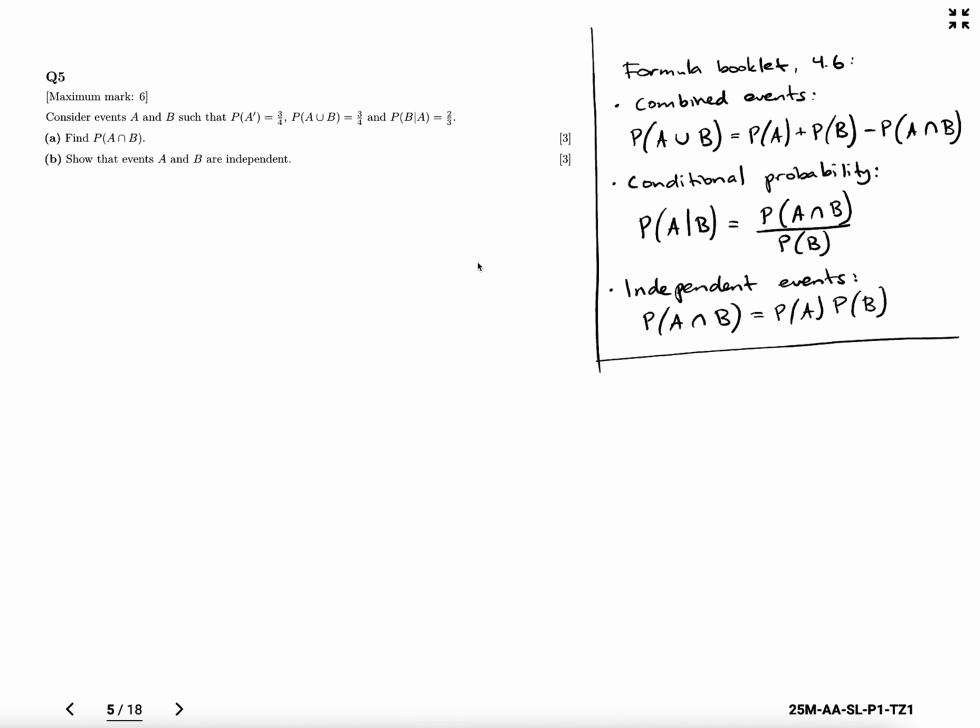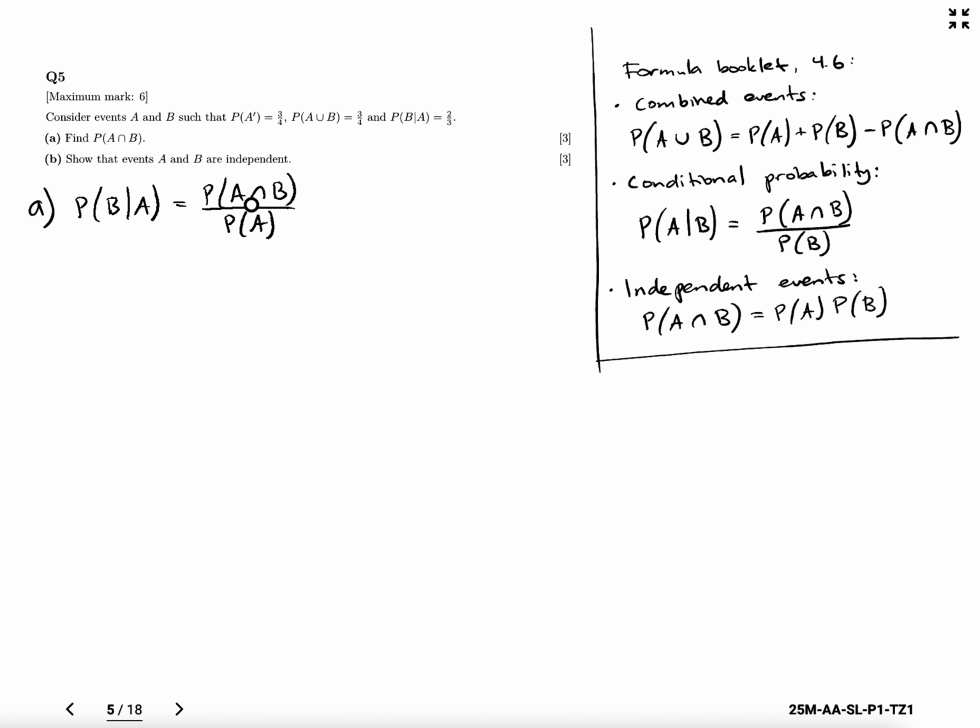And if we start with part A, what we're going to need is the conditional probability formula, because this one combines the intersection of A and B with the conditional probability. So we can rewrite this as probability of B given A is probability of A and B over probability of A.